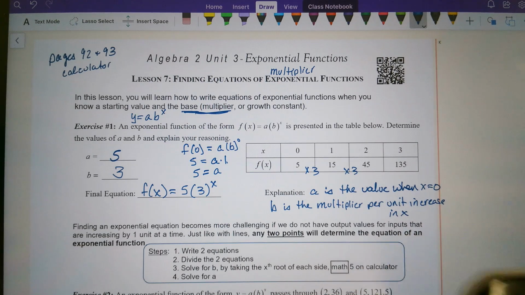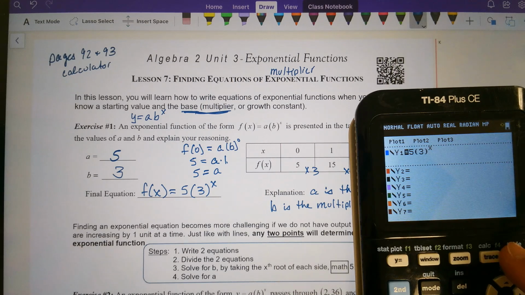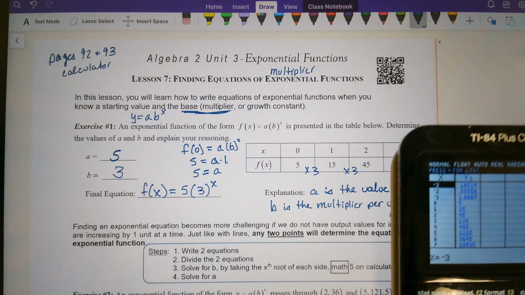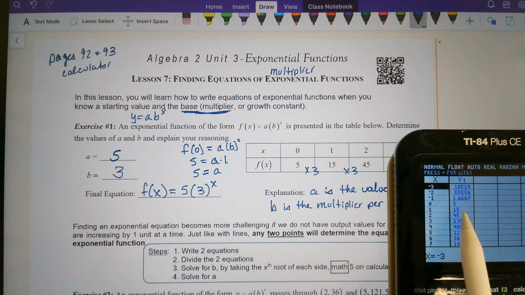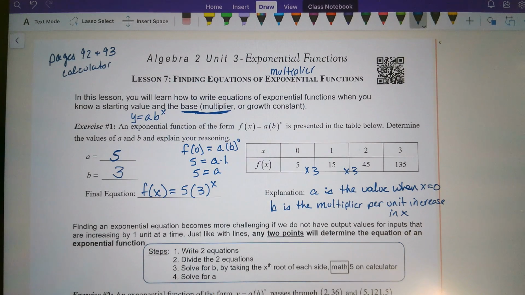And we can certainly use our calculator to check this. We'll take our equation and put it into y1, 5 times 3 raised to the x, and look at the table of values. So an input of 0 has an output of 5, an input of 1 has the output 15, 2 gives 45, and so on. So we know that this is the correct equation.